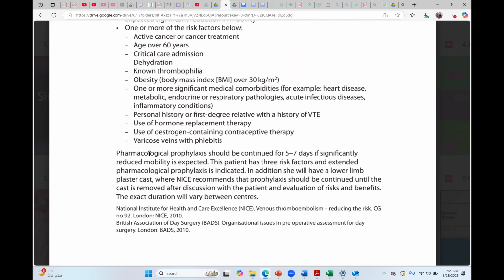So, pharmacological prophylaxis should be continued for 5 to 7 days if significant reduced mobility is expected. This patient has three risk factors, and extended pharmacological prophylaxis is indicated. In addition, she will have a lower limb plaster cast where NICE recommends that prophylaxis should be continued until the cast is removed after discussion with the patient and evaluation of risk and benefits. Exact duration will vary between centers.